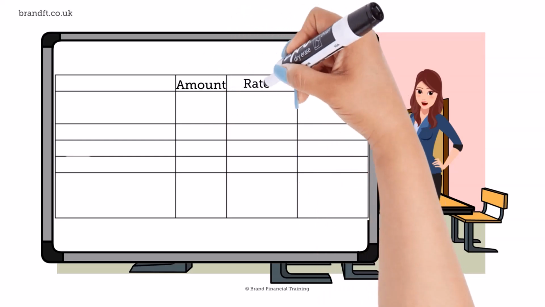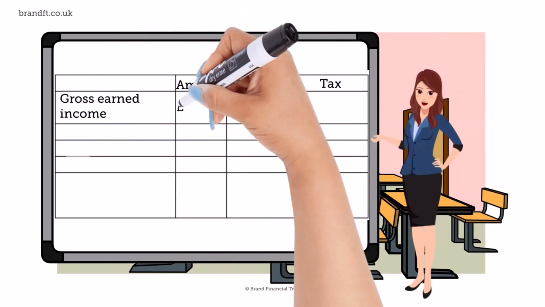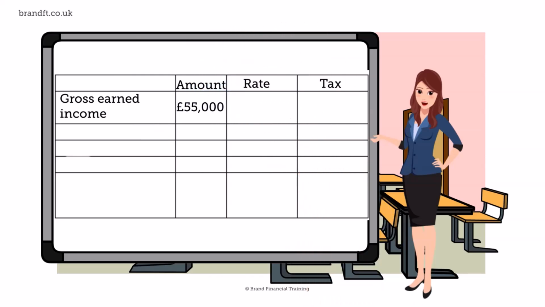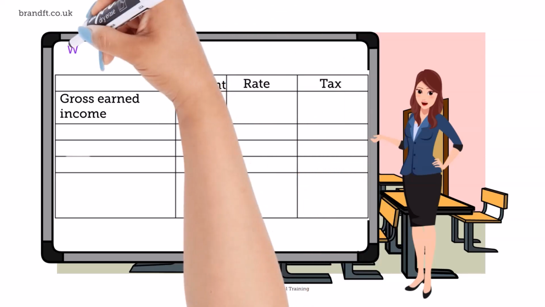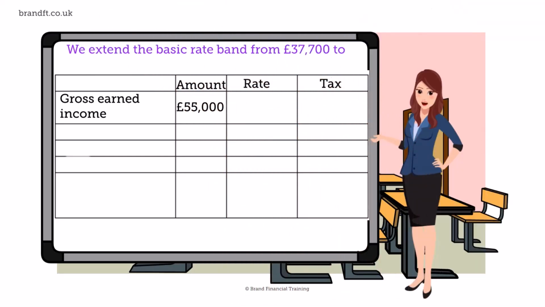Lisa has gross earned income of £55,000. She contributed £4,000 gross into a personal pension. So what is her income tax liability? We extend the basic rate band from £37,700 to £41,700 by adding the gross pension contribution of £4,000. The income tax calculation is then as follows.